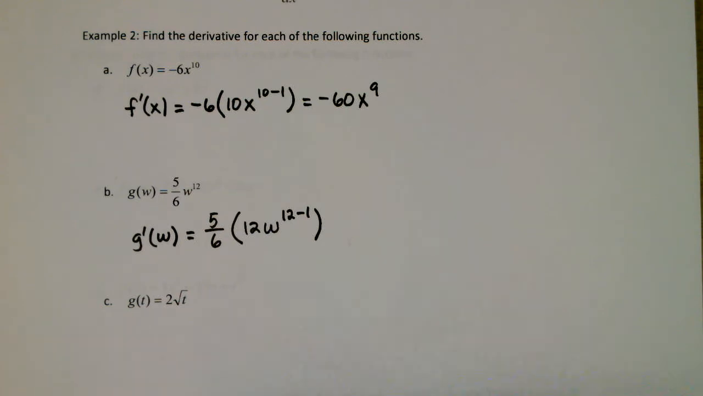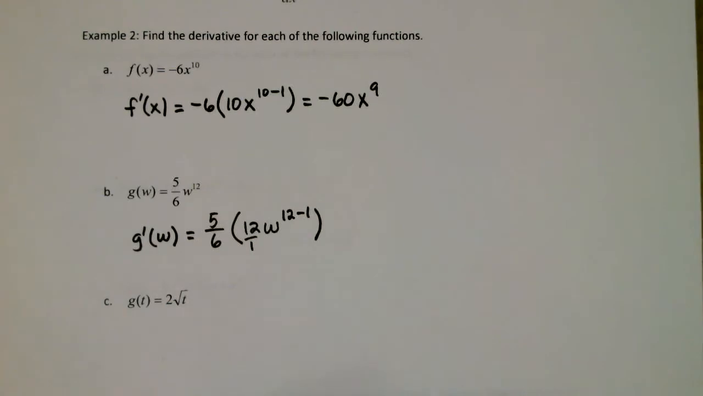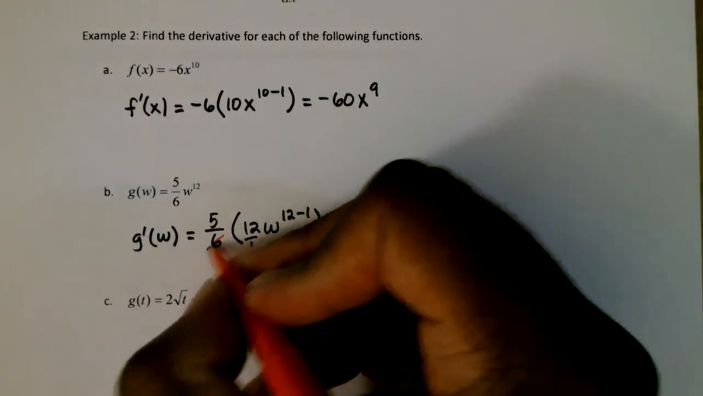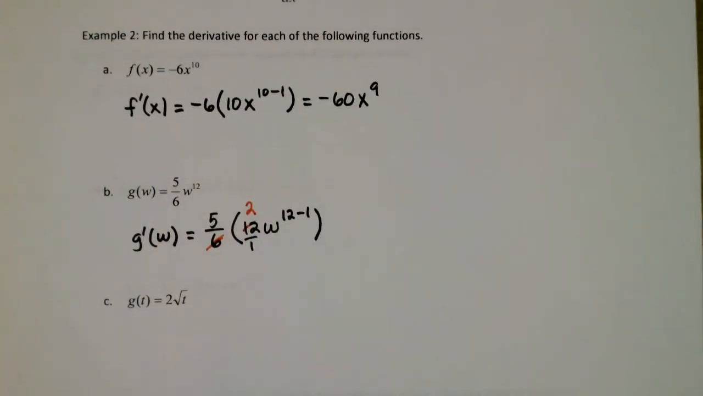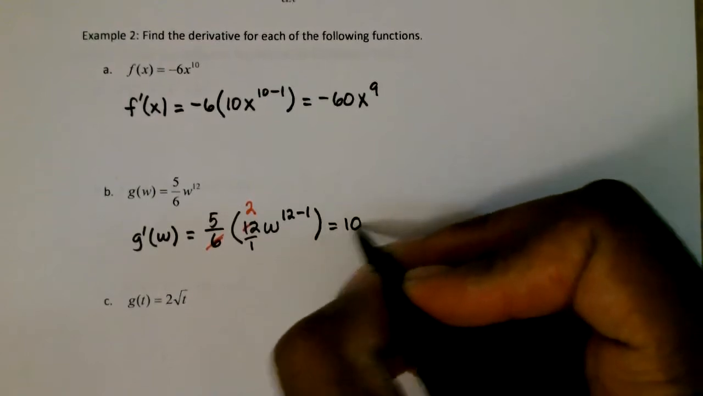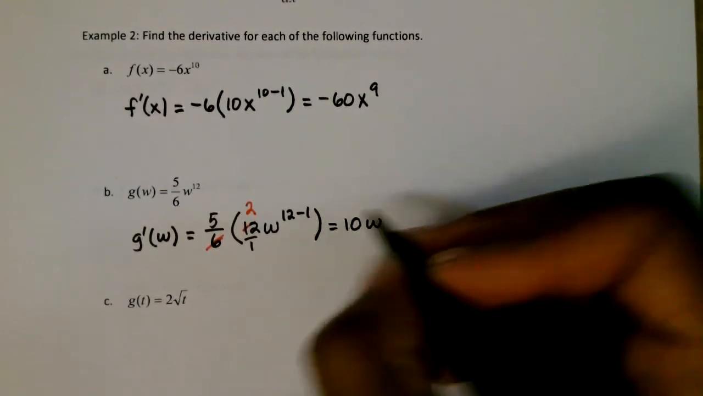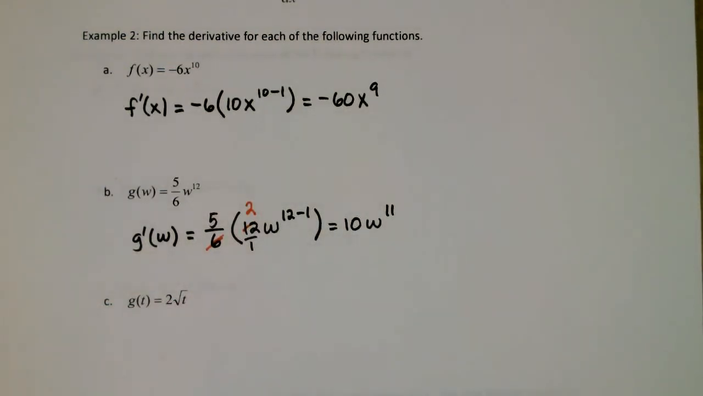All right, now let's simplify this here. That 12 is like 12 over 1. And if I divide 6 into 12, that will go 2 times. And then I'll have 5 times 2, which is 10. And then bring the w over to the 12 minus 1, which is 11. So the derivative of g of w equaling 5/6 w to the 12th will simplify as 10w to the 11th.